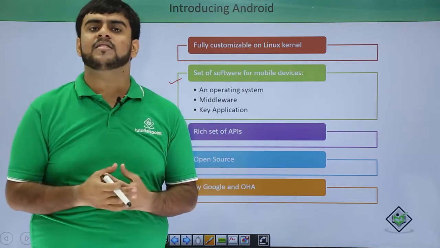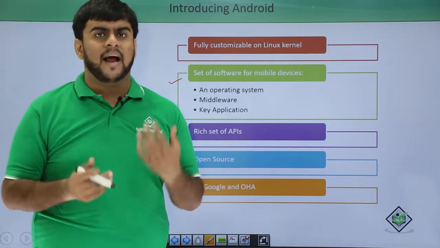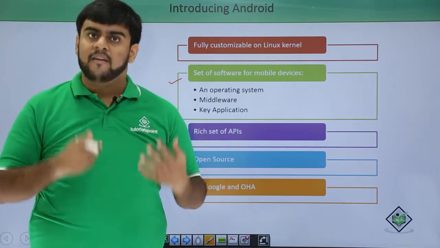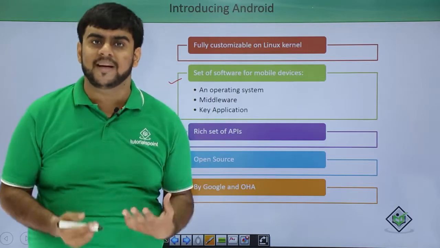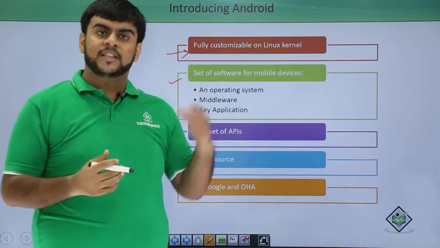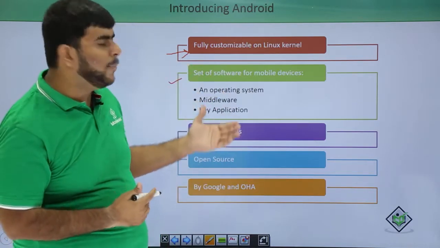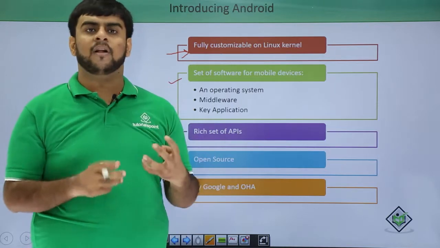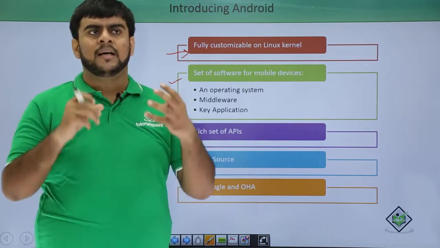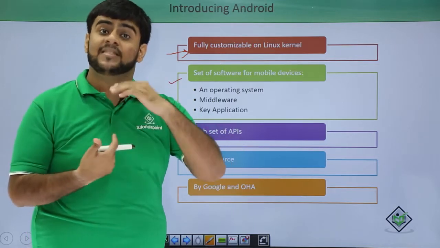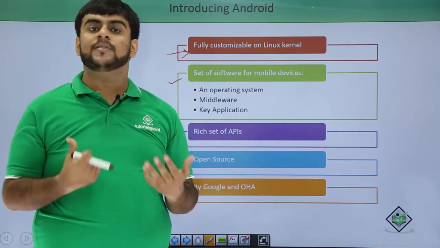Then the next point is the fully customizable Linux kernel. We have been hearing this term for quite some time now: Android is based on Linux. What do we mean by based on Linux? We define the Android OS as based on a kernel which is a Linux kernel. We will understand this deeply when we study the architecture of Android in the upcoming sessions, but to put it in a very short manner, the entire base of Android is a Linux kernel, which is very stable and belongs to the open source community.